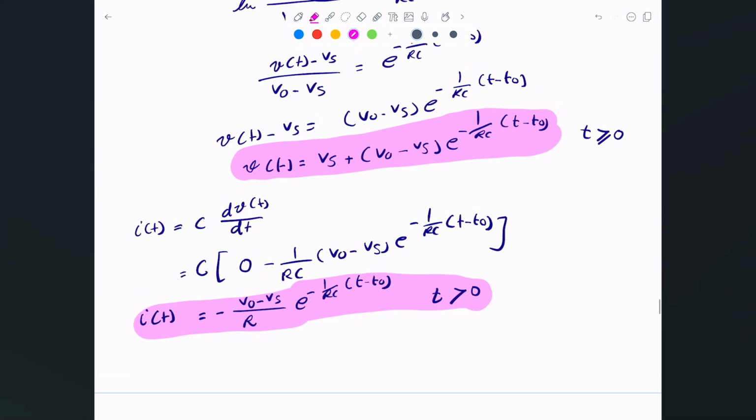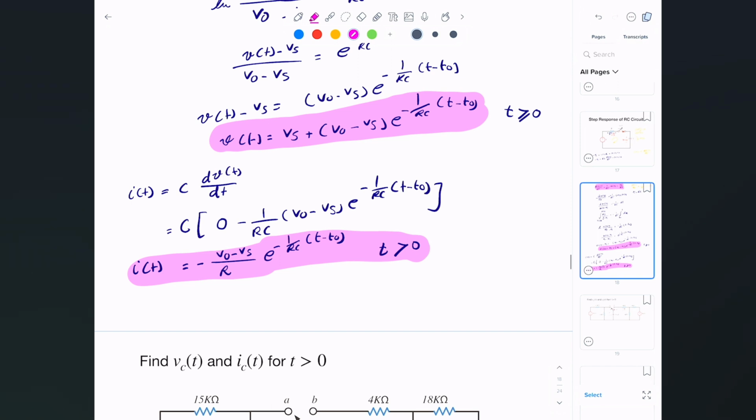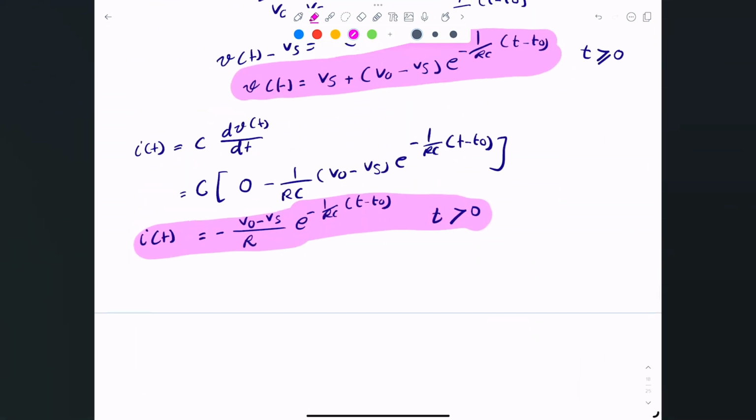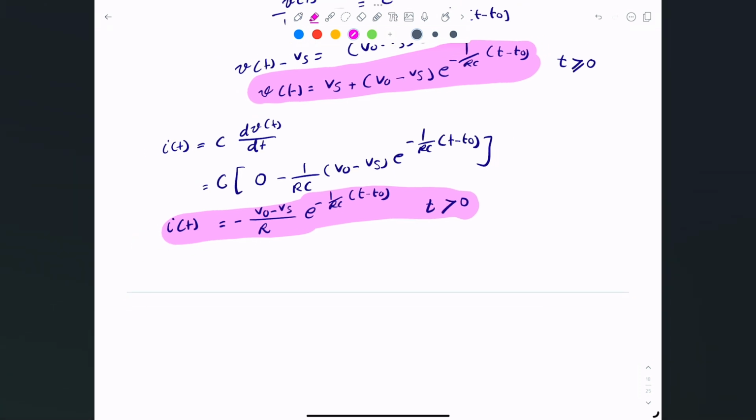But before we jump to solve a different example or a different topic, I want to do a few plots here. So let me do a little bit of plotting just to make sure that you understand what's happening in terms of before switching and after switching.